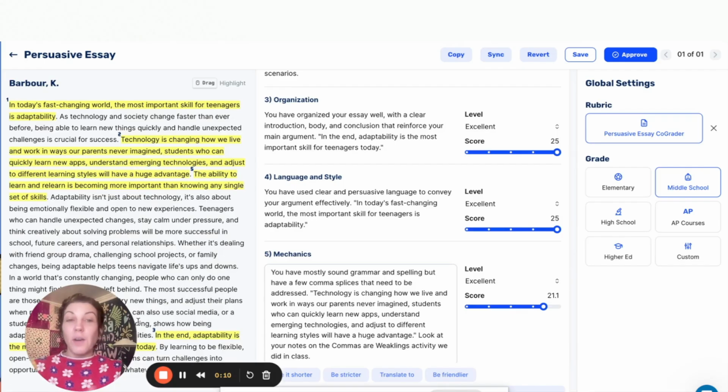So that is how I use my own rubric with CoGrader's tools to give feedback to students on this persuasive essay. Hope this was helpful.